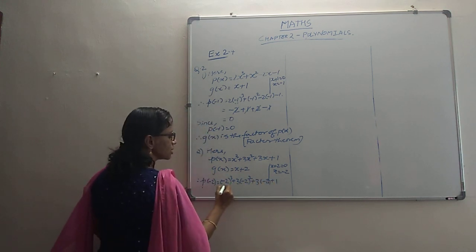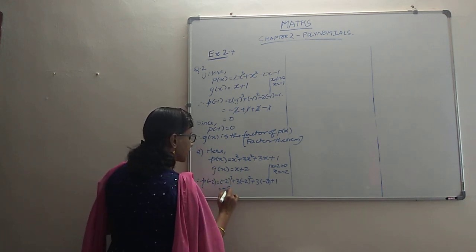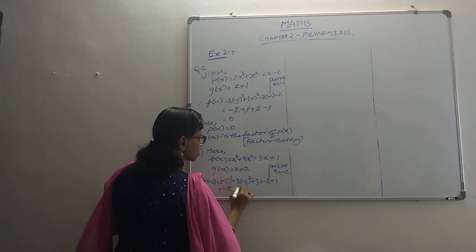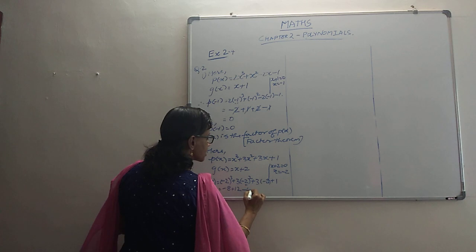So minus 2 raised to 3 we all know is minus 8, so that way it is going to be minus 8, and here it's 4, so 3 into 4 is going to be 12, and then it's minus 6 over here, then this is plus 1.